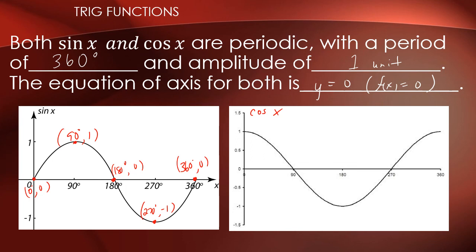Cos x, your 5 parent points, 0, 1. Again, you can calculate these just like we did for sine x using your calculator. Cos 0, cos 90, cos 180, if you ever forget. Our next one, 90 and 0. 180, negative 1. 270, 0. And then finally 360 and back to 1. So sine starts at 0, works its way back to 0. Cos starts at 1 at the max, works its way back up to 1 at the max.